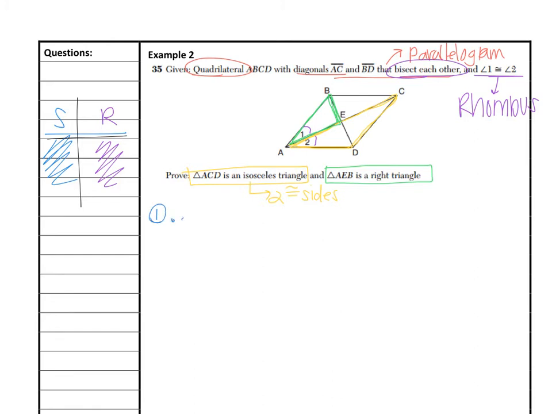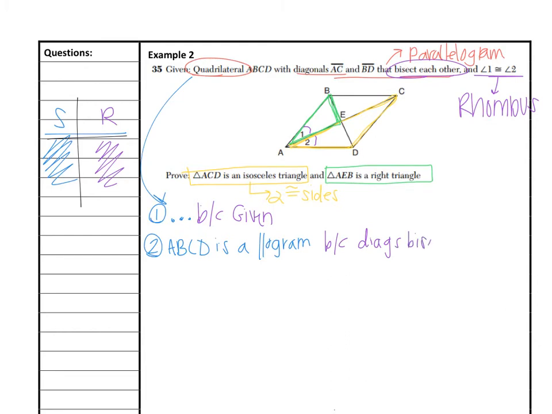So step 1, I'm just going to do some dots right now instead of writing the whole given. But again, trust me, on a test you have to write the entire given. So then we have because given. Step 2. Remember I said that because the diagonals bisect each other, we need to talk about the fact that the whole quadrilateral is not anymore just a quadrilateral, but now a parallelogram. So we're going to say that ABCD is a parallelogram because diagonals bisect each other.